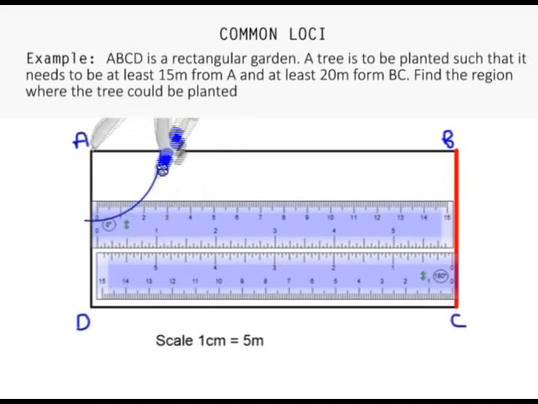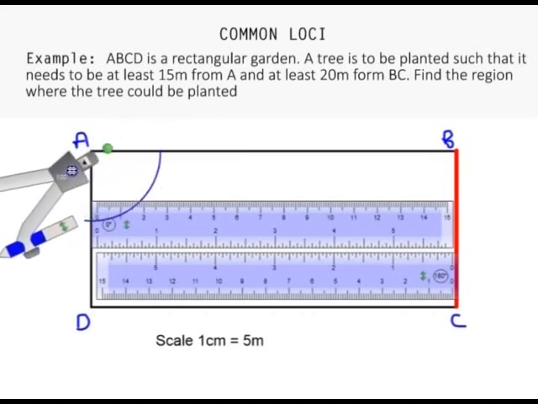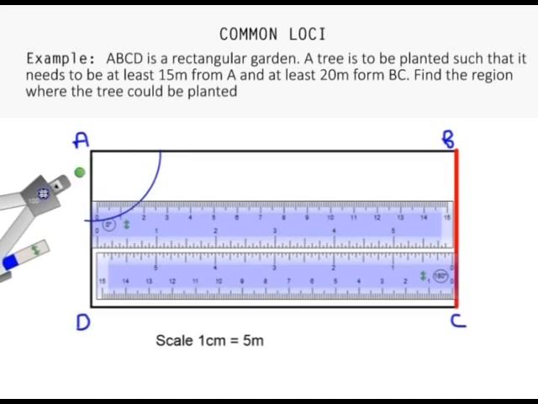So all points on that arc are 15 meters from A, and so we need at least 15 meters. That means the closest the tree can get to A is 15 meters. And so we need all points on that arc and beyond.